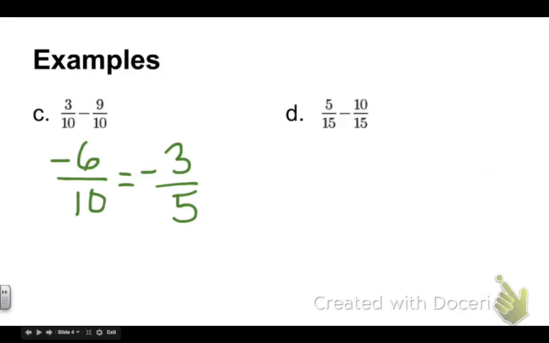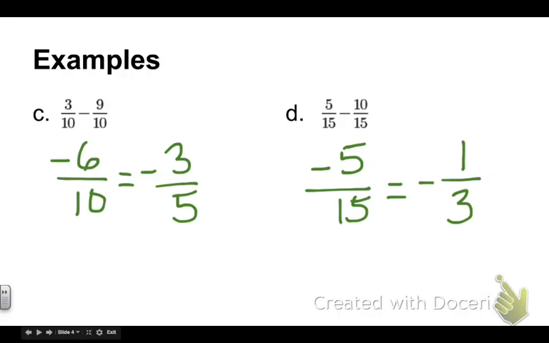Same thing for part D, 5 parts out of 15 minus 10 parts out of 15. So what's 5 minus 10? Don't tell me 5. 5 minus 10 is negative 5 out of 15. And then if I divide by 5 on both sides, it's going to give me a negative 1/3.